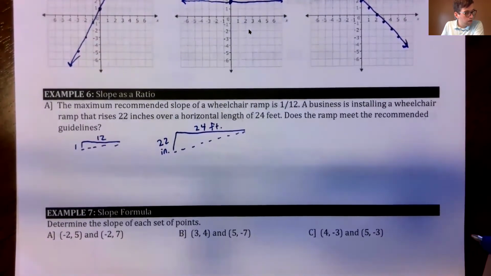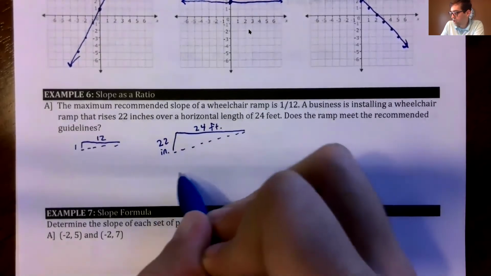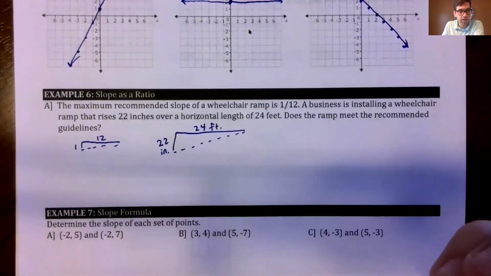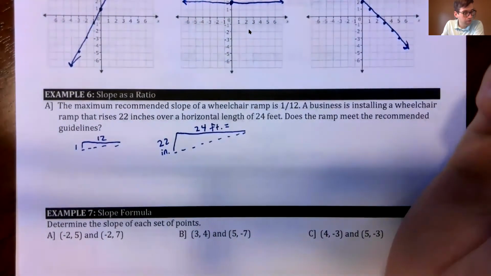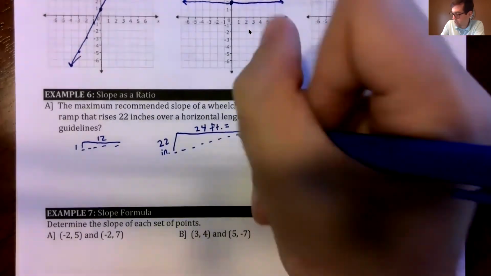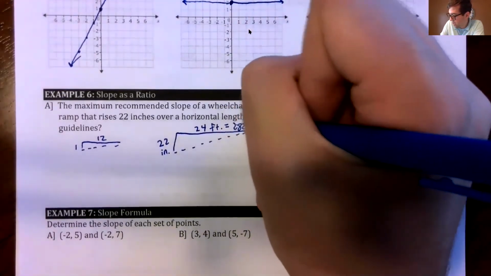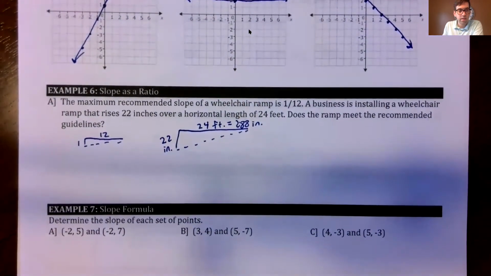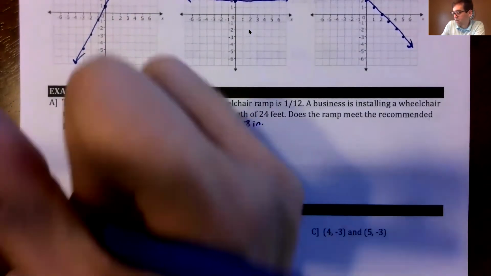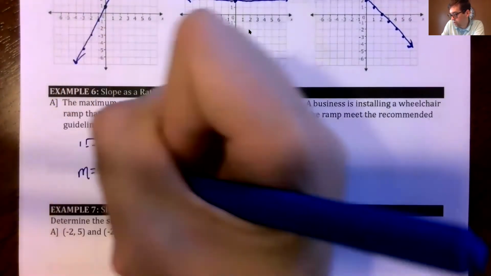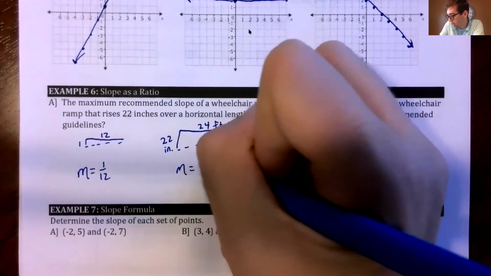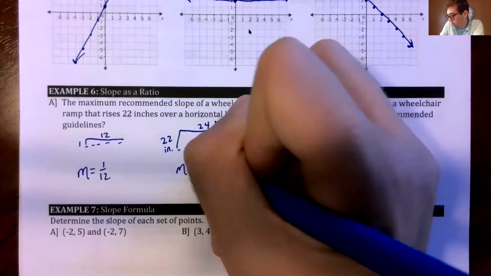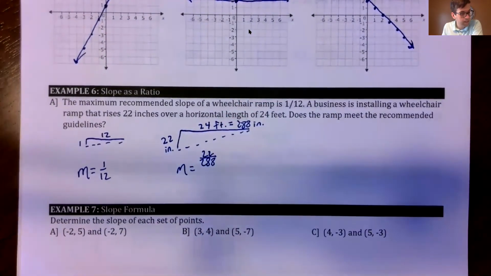So the first thing I noticed, hopefully you noticed this too, is that the scenario we're given is using 2 different units, inches and feet. So we got to figure out how many inches is 24 feet. And if you multiply that by 12, you get 288 inches. And then we're going to compare the steepness of the slopes. So the first one is 1 over 12. The second one is, no, sorry, it's 22 over 288.